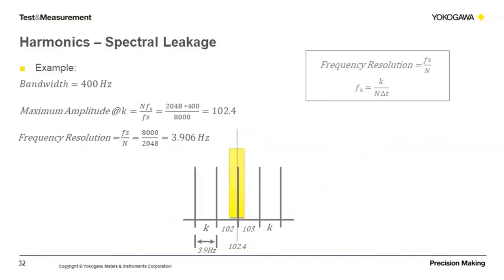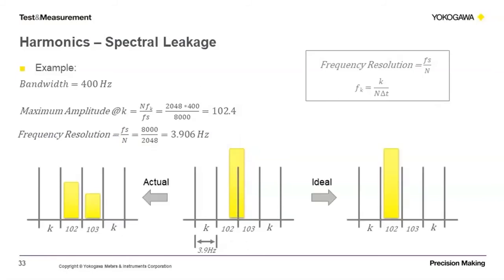The calculation for K, or bucket number, is 102.4, with a frequency resolution of 3.906 hertz. This means the width of the bin is 3.9 hertz, but the bin falls at 102.4, which is between two whole numbers. The result is the image at the left, which splits the energy between bin numbers 102 and 103. What is desired is the image at the right, which puts all the energy in a whole number bin, providing a more accurate representation of the actual harmonic energy in the system.